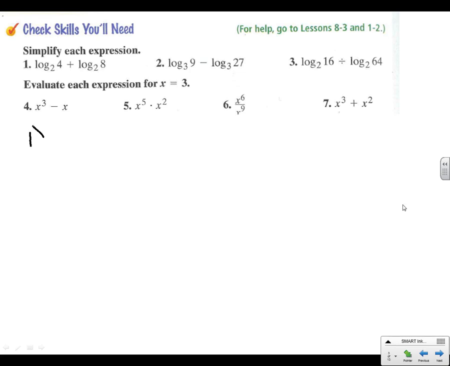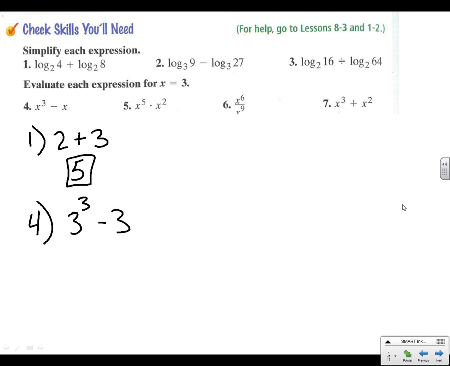Number 1, log base 2 of 4. 2 squared is 4, so log base 2 of 4 turns into 2. Plus log base 2 of 8 is 3, because 2 cubed is 8. So the answer for number 1 is 5. And I'll do number 4 as well. X cubed minus x if x is 3. So 3 cubed minus 3 is 27 minus 3, which is 24. Plug in x for those.